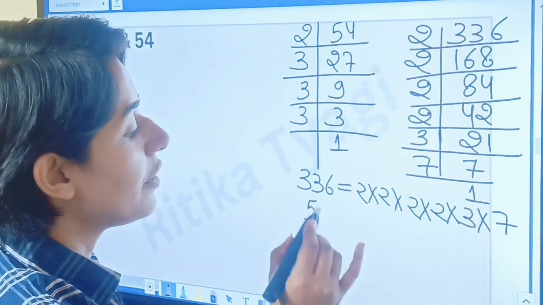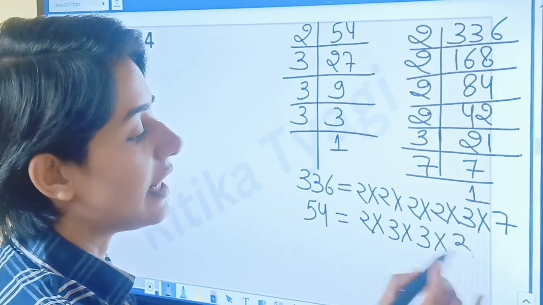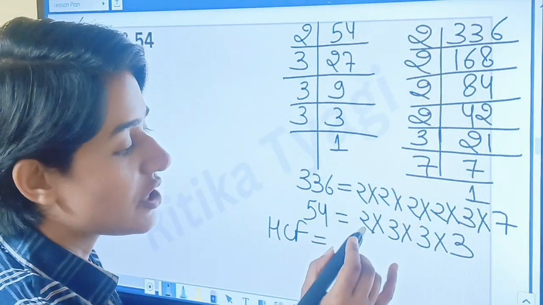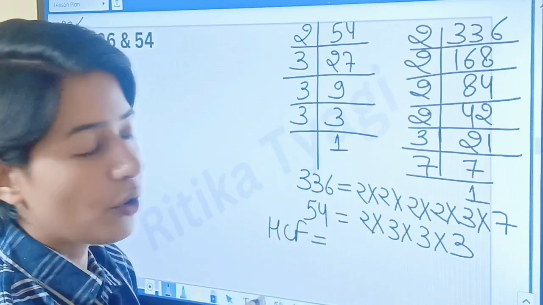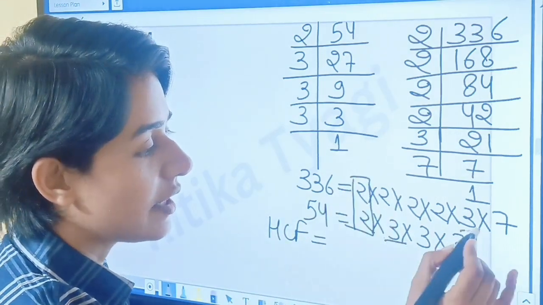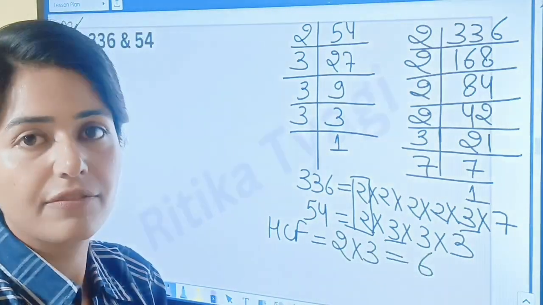And factors for 54 are 2 multiply 3 multiply 3 multiply 3. For the SCF of 336 and 54, we take the numbers which are common in the factors of both numbers. So here 2 is common as well as 3 is common. So 2 multiply 3, we get the SCF, that is 6.